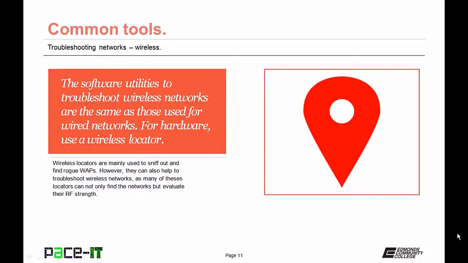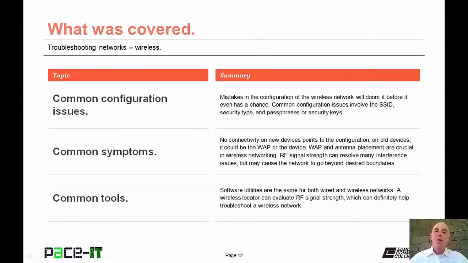Now, on the hardware side of things, you could use a wireless locator. Wireless locators are mainly used to sniff out and find rogue wireless access points, but they can also help troubleshoot wireless networks, as many of these locators can not only find the network, but they can evaluate their radio frequency strength.